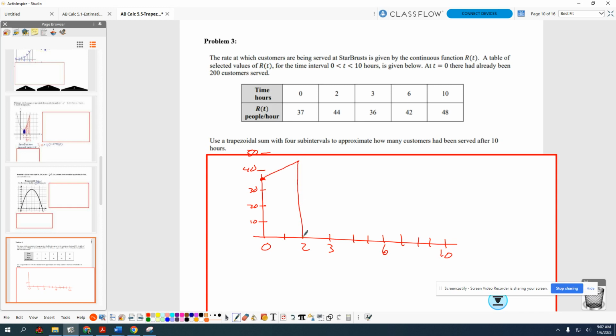Here's my first trapezoid. The area of this trapezoid is 1/2 this width, which is from 0 to 2 units long, plus base 1, which looking at the table, that one is 37, plus this base, which is 44. That's the area of trapezoid 1.